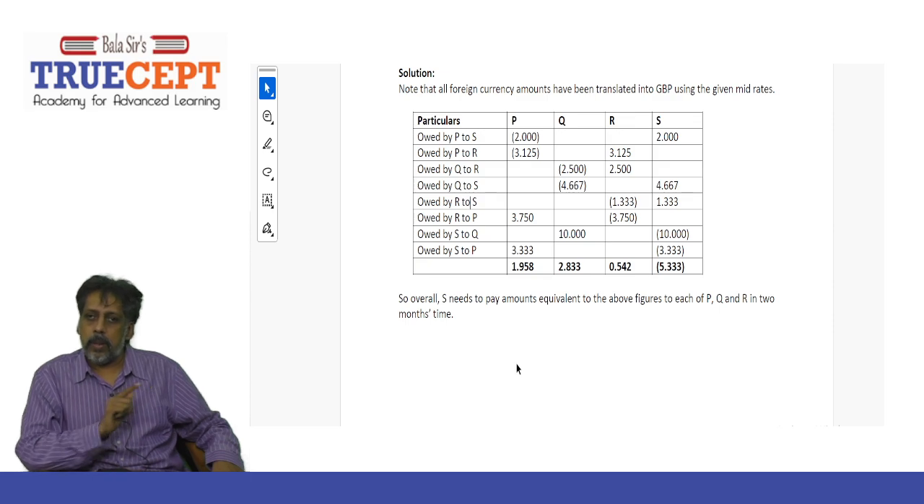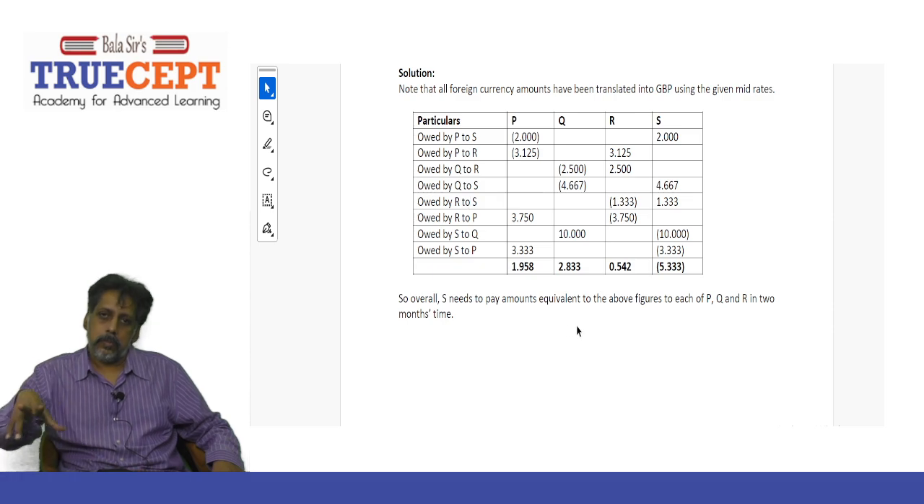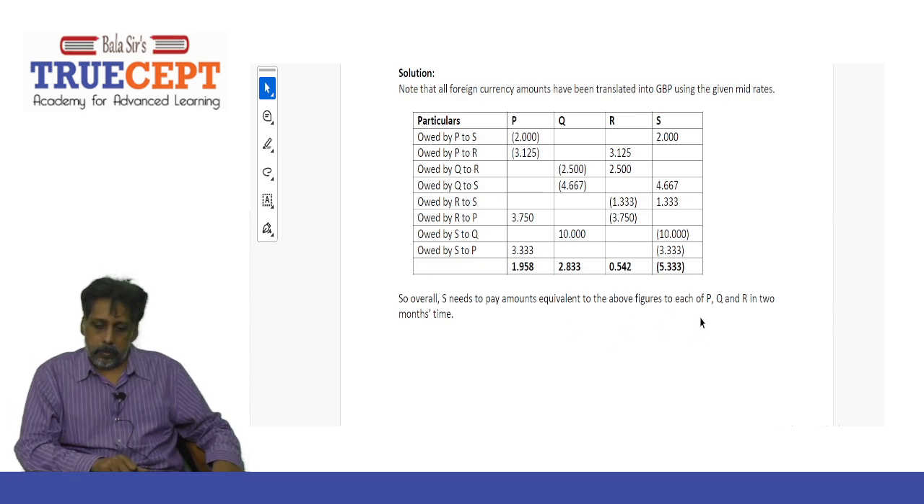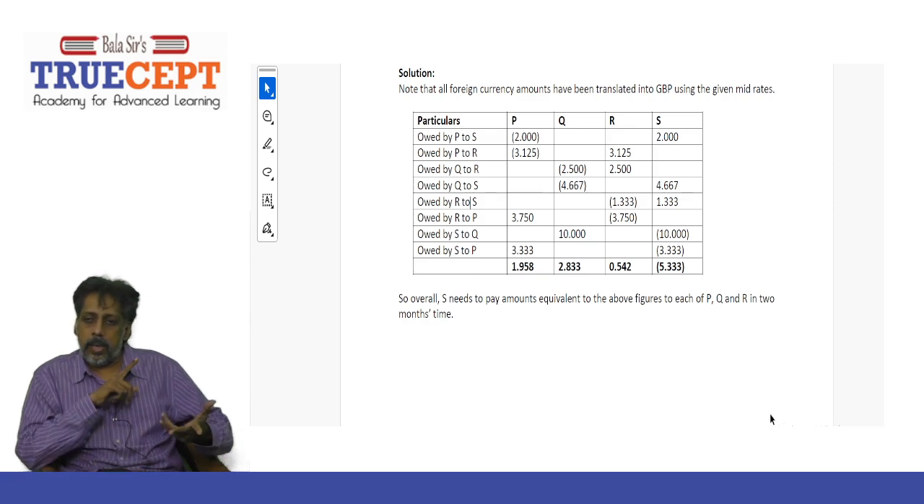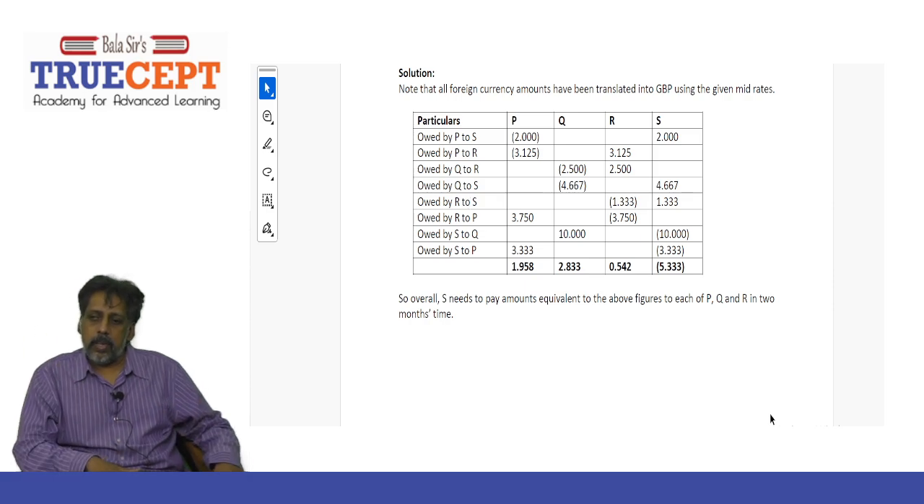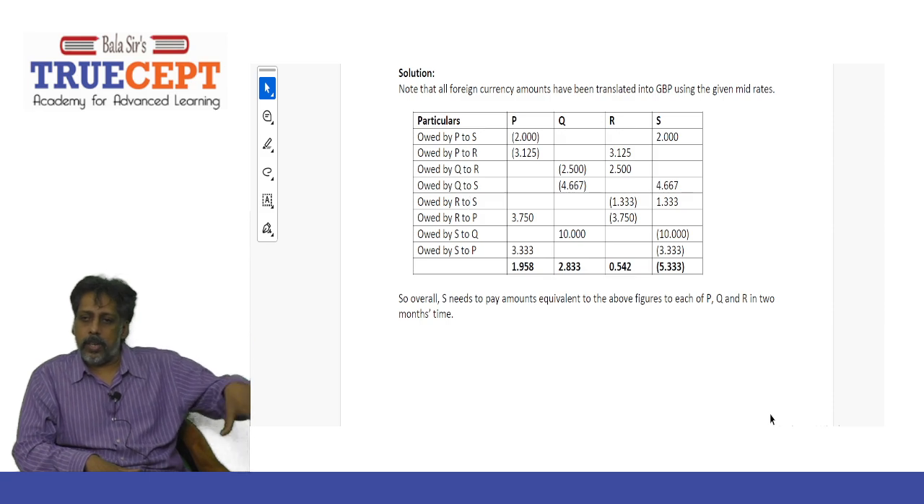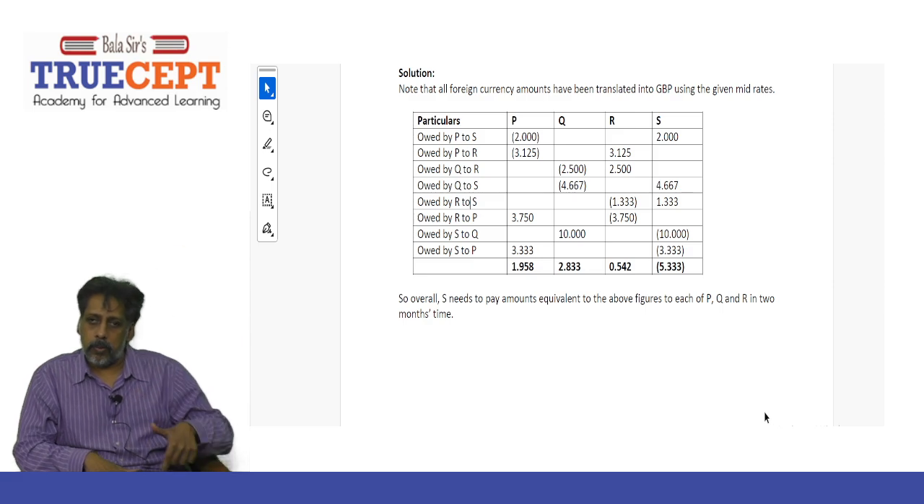Write that note below the table. So overall, S needs to pay amounts equivalent to the above figures to each of P, Q and R in 2 months' time. In 2 months' time, S owes money to P, Q and R. S has to pay 5.333 million pounds to P, Q and R, whatever amount shown. Is that fine? Yes, sir.